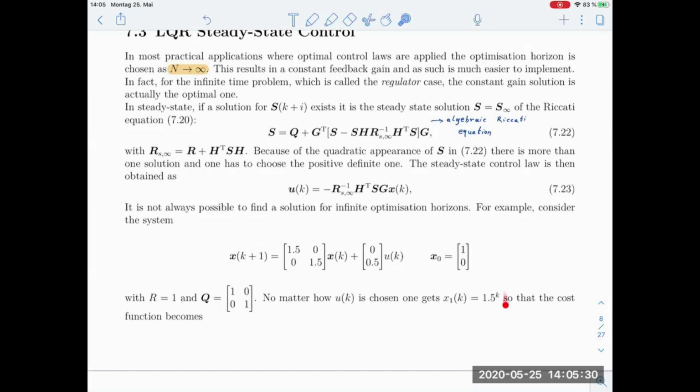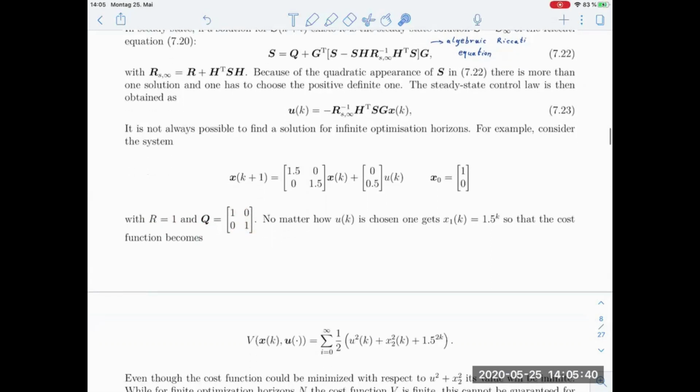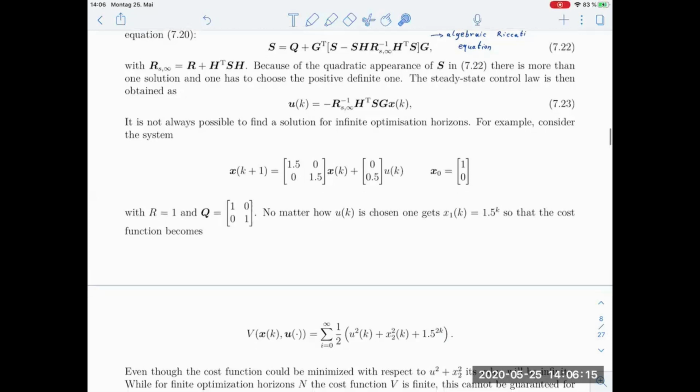Now, okay, that's an unstable solution, but if you insert that into the cost function with unit weightings here, Q is the identity matrix and R is 1, then we will get the value of the cost function now for an infinite horizon here: 1/2 times u squared, plus x2 squared, plus x1 squared. Since we know that we will definitely have this expression as x1, no matter how we choose u, we can just as well insert it here. And this will become 1.5 to the power of 2 times k. And that will, of course, be infinite, independent of the choice of u and x2.